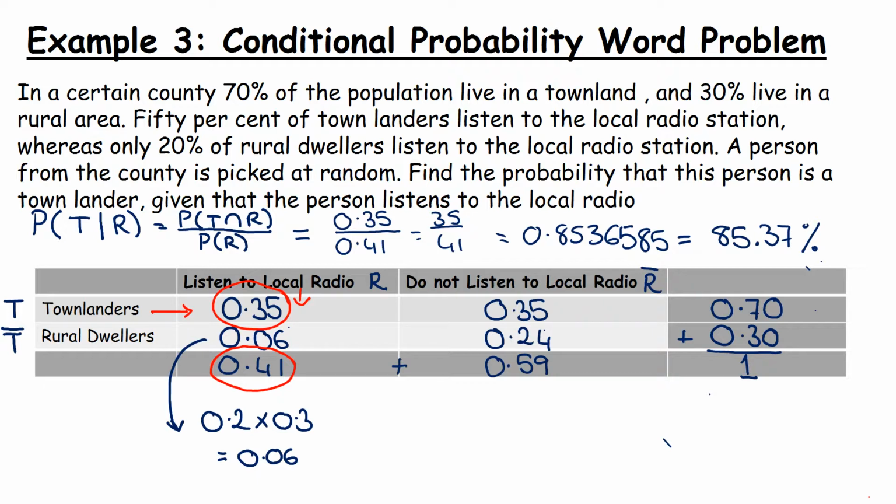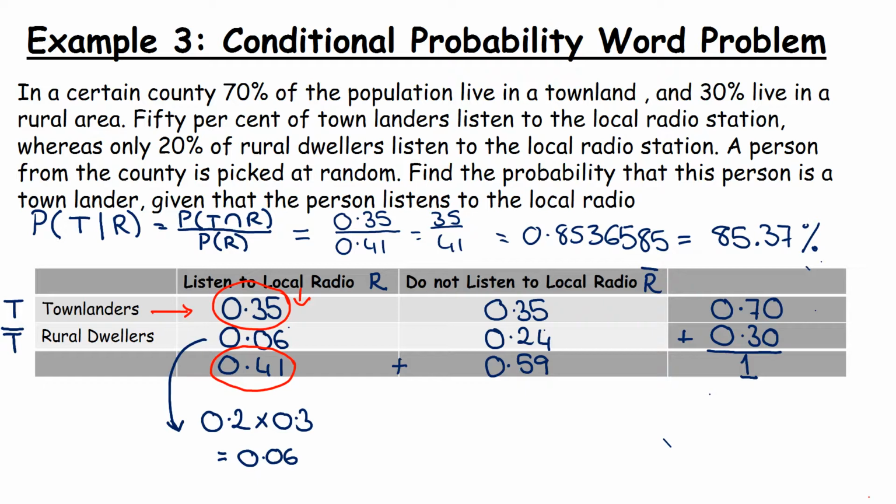Okay, so let's add all these up. This will give us 0.41 when we add these two. Here will give us 0.59, and when we add that together we should get 1. So when you add 0.7 and 0.3 we should get 1, and when you add 0.41 and 0.59 we should also get 1. So that's good. All the probabilities should always add up to, sorry, should always add up to 1.